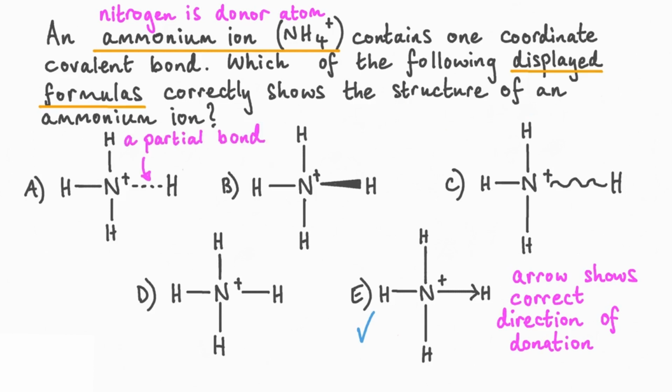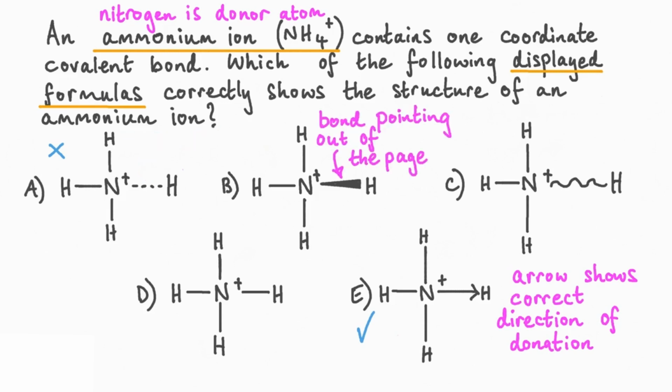In structure A, we see a dotted line used to represent one of the bonds. A dotted line is often used to indicate that a bond is not a full bond, it's only a partial bond. An example of this would be a hydrogen bond formed between 2 molecules. Although ammonia molecules can form intermolecular hydrogen bonds, this dotted line does not represent the coordinate covalent bond in the ammonium ion. This structure is therefore an incorrect answer.